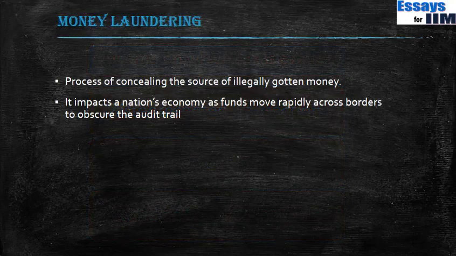Now another related concept is money laundering. Money laundering is the process of concealing the source of illegally gotten money. So what does laundering do? If you launder your clothes, the dirt and basically the blackness of the clothes go and you get fresh, clean clothes. This is exactly what you're doing to the money. So you take black money and somehow you reintroduce it into the economy so that it becomes normal, legal, white money. This is what money laundering is in simple terms.